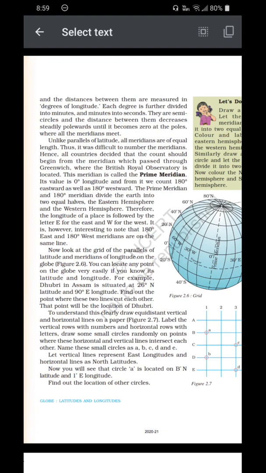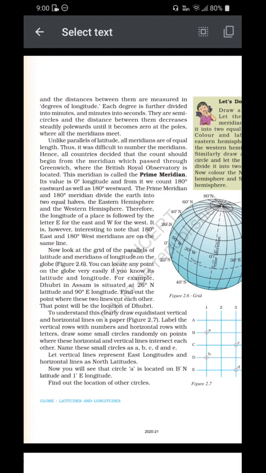Let vertical lines represent east longitudes and horizontal lines north latitudes. Now we will see that circle A is located on 8 degrees north latitude and 1 degree E longitude. Find out the location of other circles. Let's do. Draw a circle.